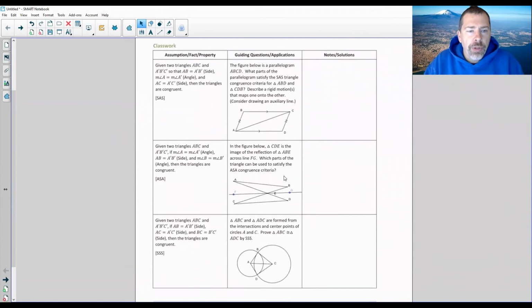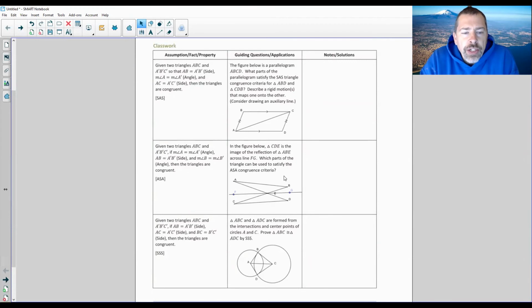So here we go. We have an assumption, a fact, or a property in the first column, guiding questions, applications in the middle, and then your notes and solutions are on the right column. First one says, and these are classworks, by the way, so you should be pausing the video, trying these on your own, and then checking to see if you did it correctly.